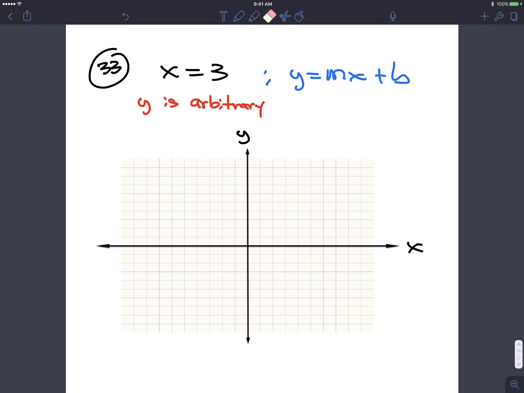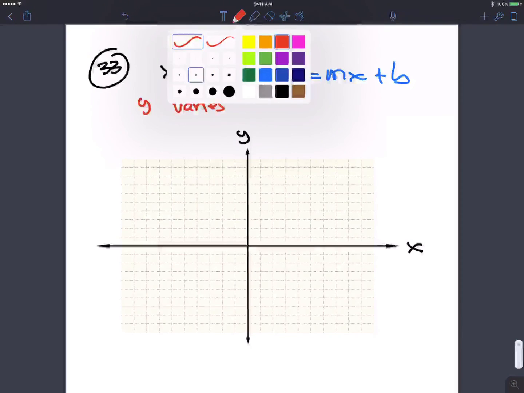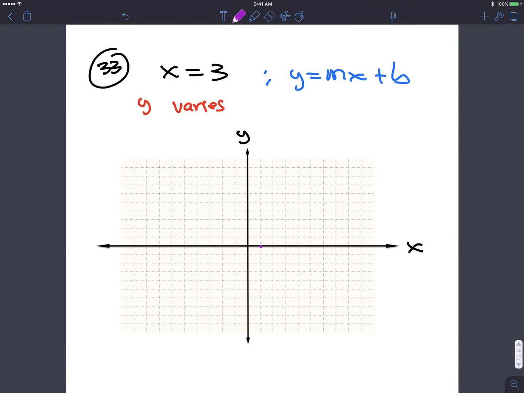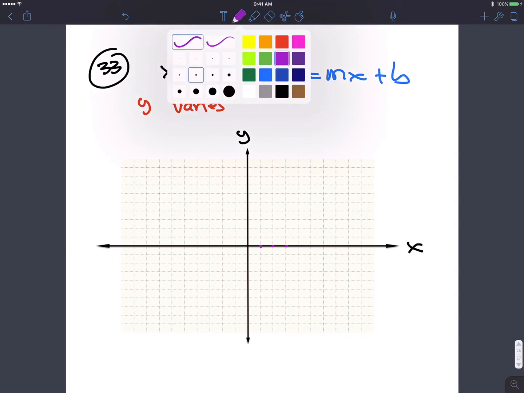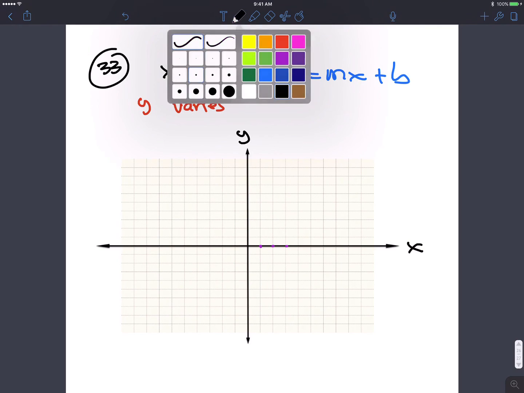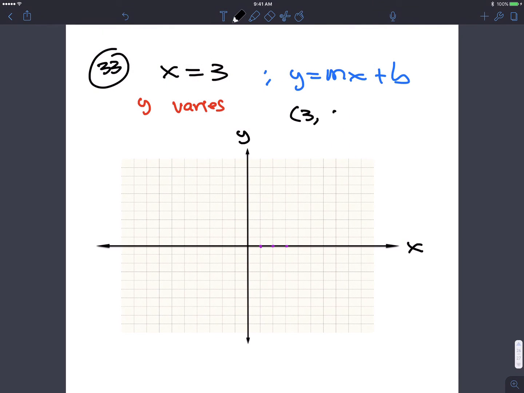That means y varies. y could be any real number. But x is constantly 3. So what that means is go to the x-axis here at 3. 1, 2, and 3. I can have any value of y, so long as x is 3.